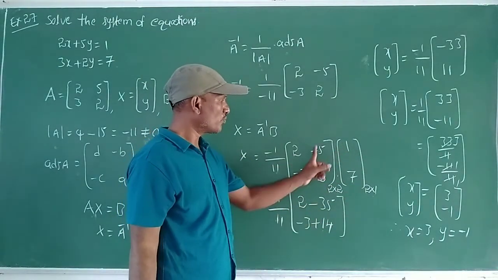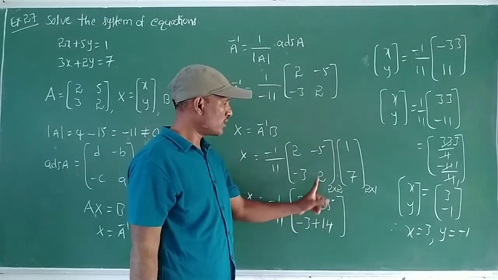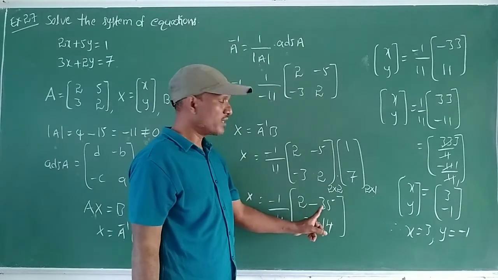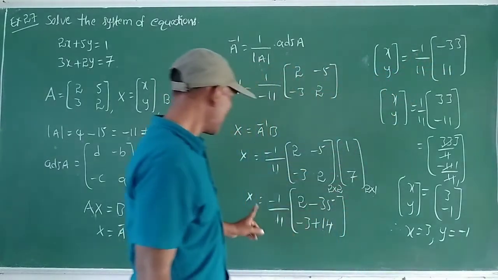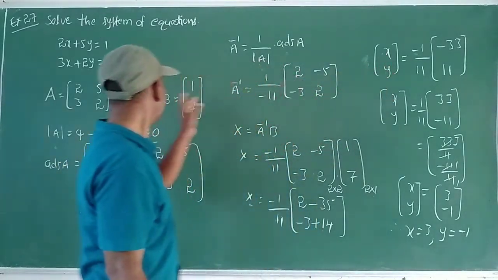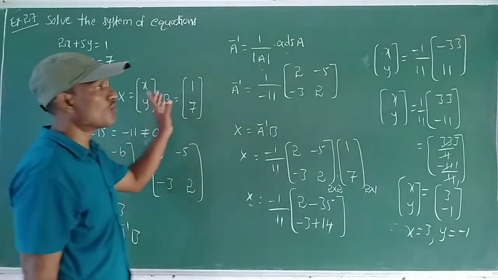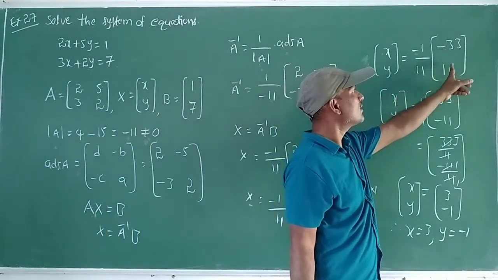2 into 1 is 2, minus 5 into 7 is minus 35. Minus 3 into 1 is minus 3, 2 into 7 is 14. 2 minus 35 is minus 33. Here, capital X equal to small x, small y. That equals minus 1 by 11 into minus 33, 11.